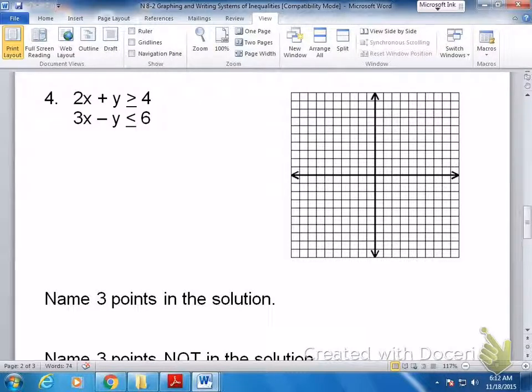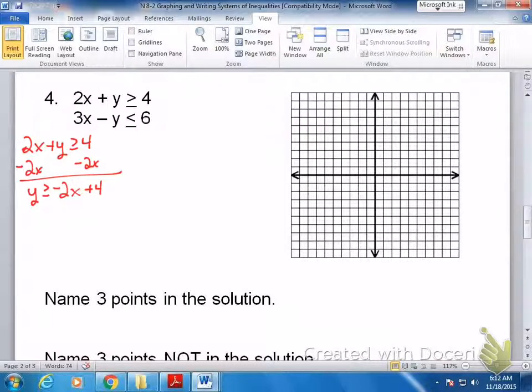All right, guys, so number 4 is essentially the same thing. You can already tell we have greater than or equal to and less than or equal to, so our lines are going to be solid. Let's go ahead and start solving these for y. So I'm going to start with the 2x plus y is greater than or equal to 4. The first thing I need to do is move my x's. So I'm going to subtract 2x from both sides. So now I have y is greater than or equal to negative 2x plus 4.